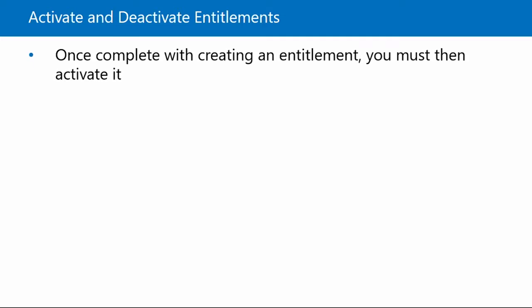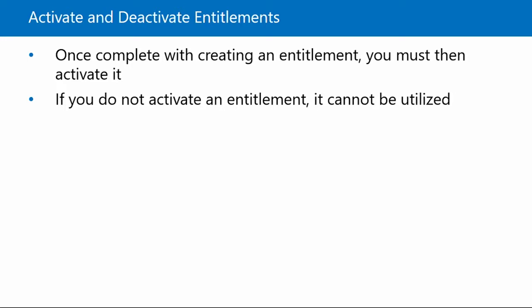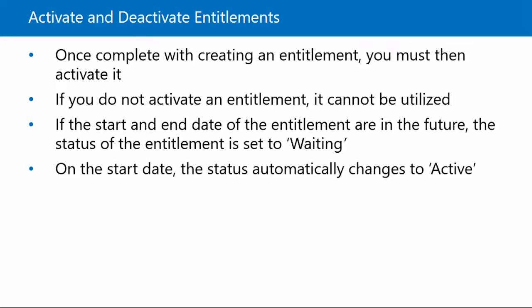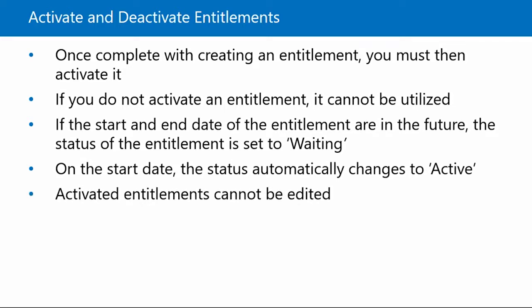As we've seen, once you have completed all of the required criteria and optional information for creating the perfect entitlement, you must activate it. Similar to products, if you do not activate an entitlement, it cannot be utilized. Now, if the start date and end date of the entitlement both fall in the future, the status of the entitlement is set to waiting. Once the start date arrives, the status automatically changes to active. Also, if the end date is in the past, the entitlement is automatically set to expired.